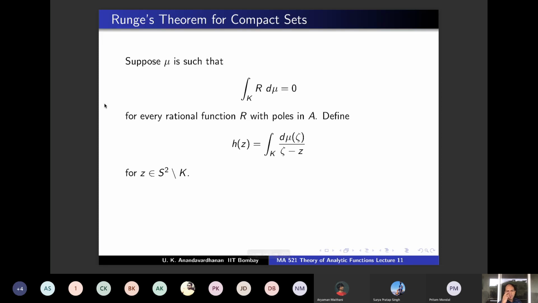Where is this function defined? It is defined on S2 minus K. It is defined on any point outside K, right? Anything outside K, this makes sense. So this is defined in S2 minus K. I'm considering this function on S2 minus K, and the claim is that it is holomorphic on S2 minus K. Why is this holomorphic?